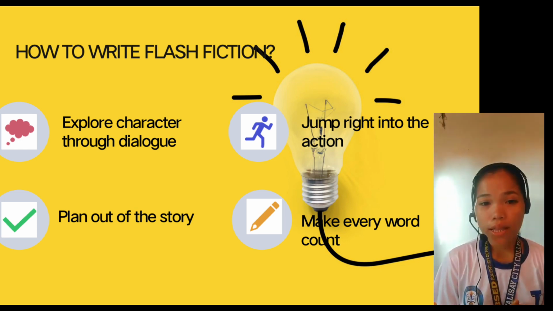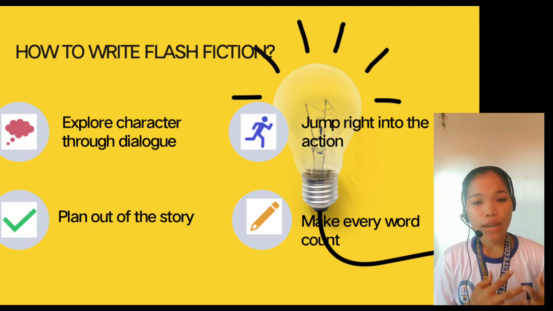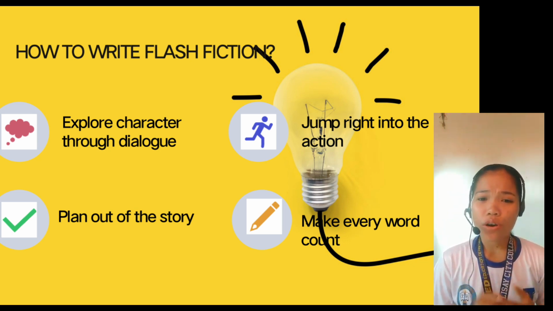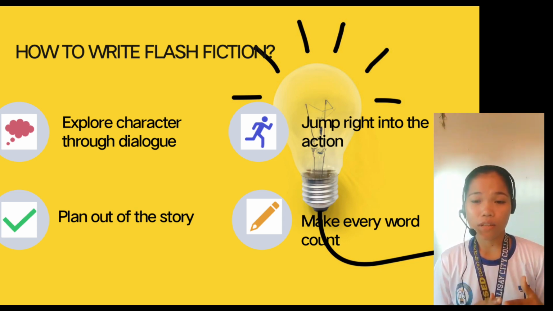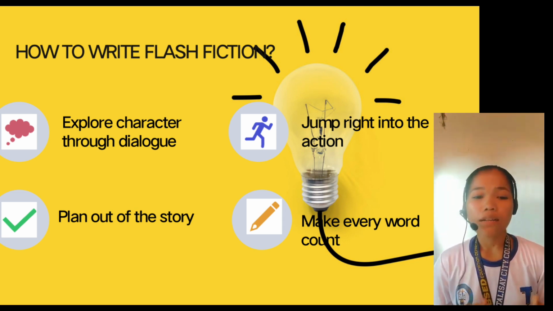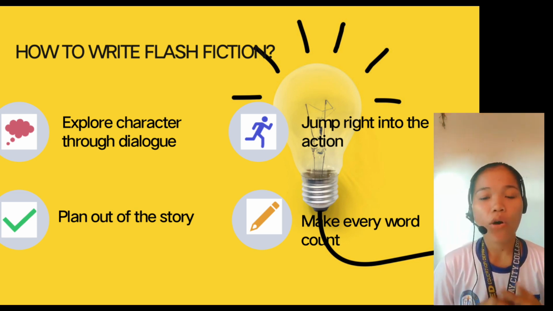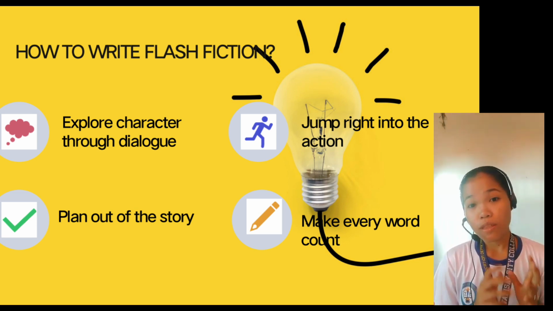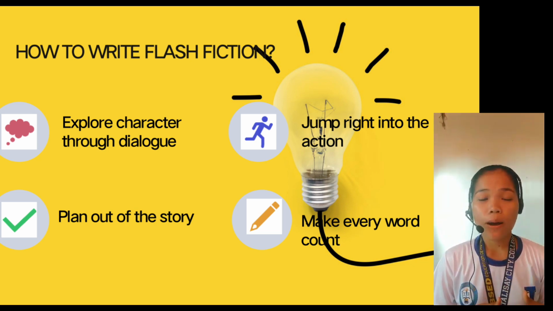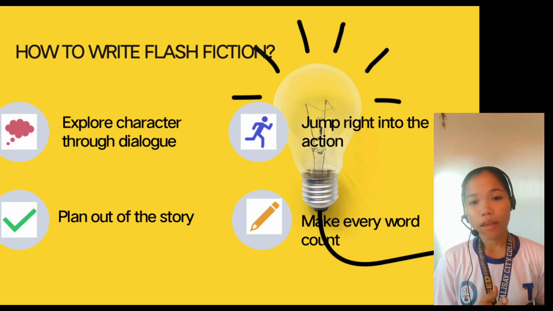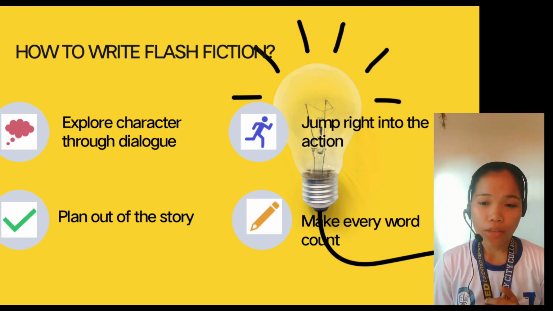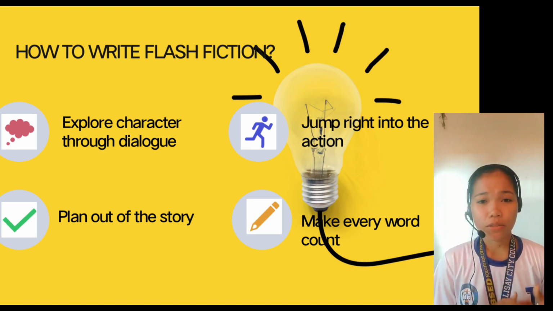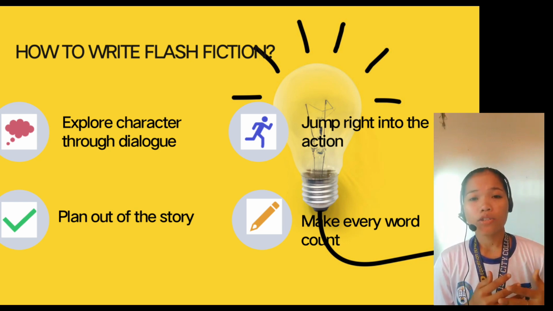For the third one, jump right into the action. When you're not sure where the story is headed, it's easy to get off track and start writing over the word count. To prevent this, students should plan out the beginning, the main conflict, the build-up and resolution, and the ending of the story before they start writing.